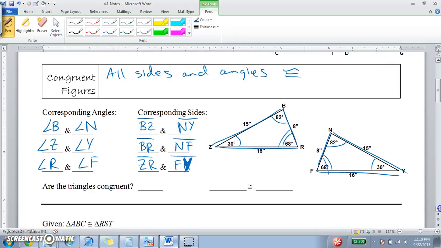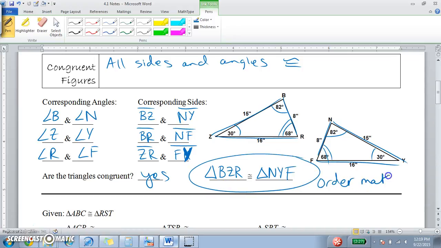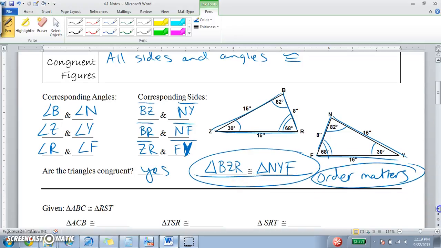Okay, so are the triangles congruent? Yes, because all sides and all angles are congruent. So to write that, we write that triangle BZR, and we can write this first one in any order that we want, but since I wrote it in this order, I have to match up the corresponding letters. So B goes with N, because those are both 82, Z goes with Y, those are both 30, and R goes with F, because those are both 68. So I have to write them in order. The order matters when I write this, which is called a congruence statement.